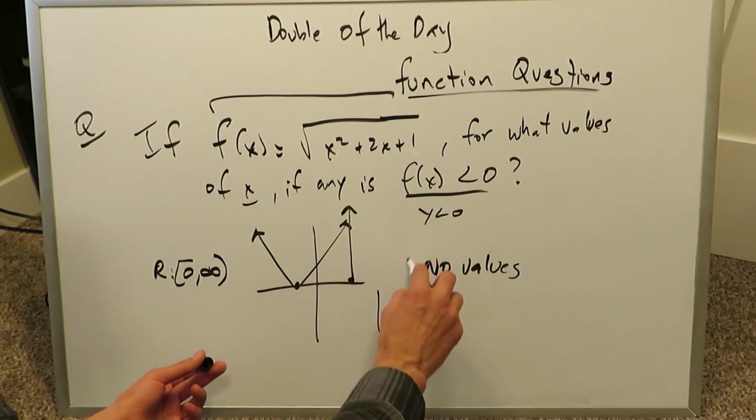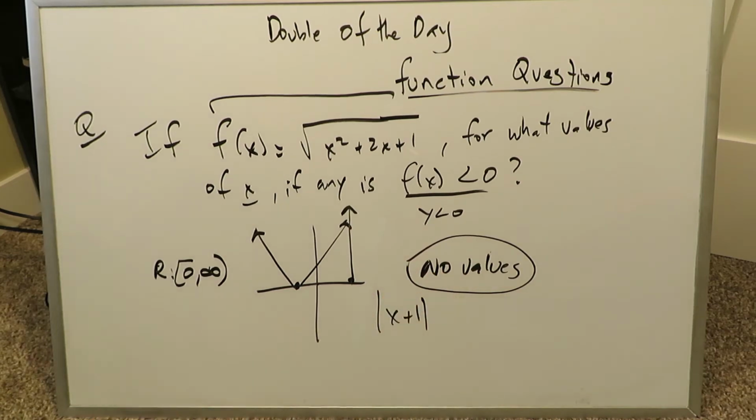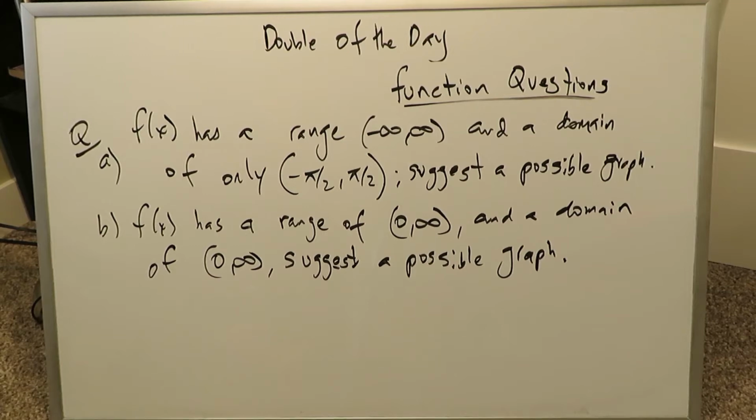So what's your answer? There are no values for which f of x is less than 0, and that answer should be good. The second and last question of this video has two parts. We look at one part at a time.